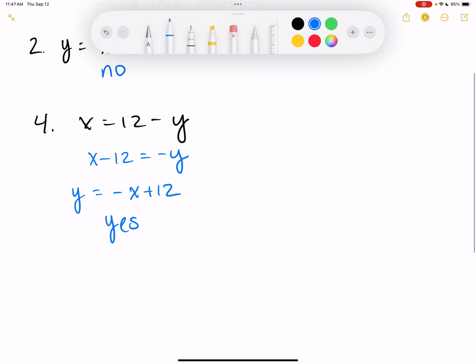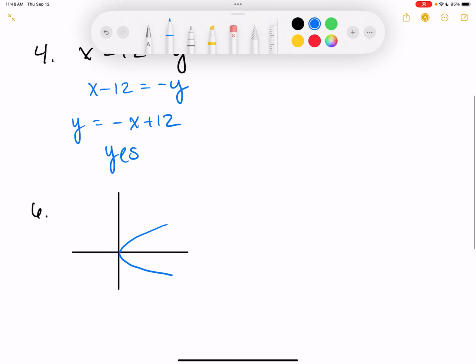All right, we are going to use the vertical line test to decide if the curve is a graph of a function or not. So number 6, we have the graph that looks like this. Is this a function? Why? Yep, so if I go through it, it intersects at more than one point, so it can't be a function.